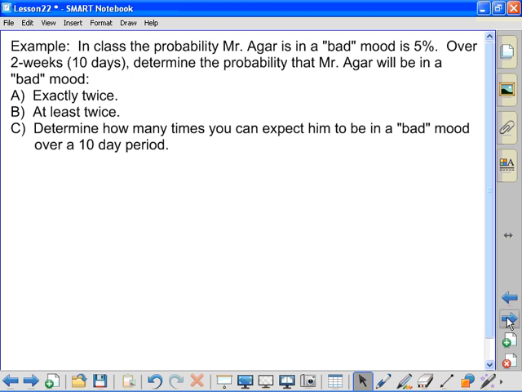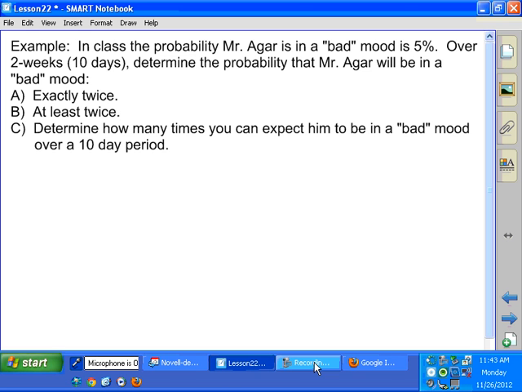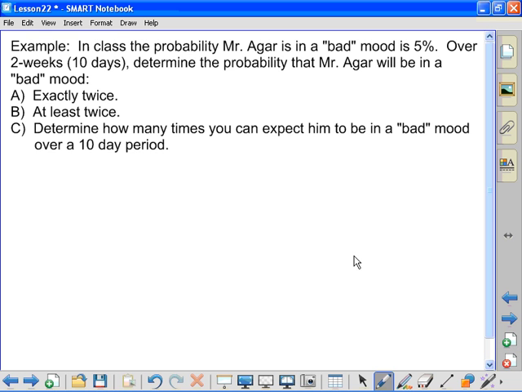So, second example here. In class, probably Mr. Egger is in a bad mood is 5%. Really can't see that. Over a 2-week period, so 10 days, determine the probability that Mr. Egger will be in a bad mood exactly twice, at least twice, and determine how many days you can expect him to be in a bad mood. Again, very, very rare. I would say this example is a little bit skewed, but that's all right. So A part, exactly twice.